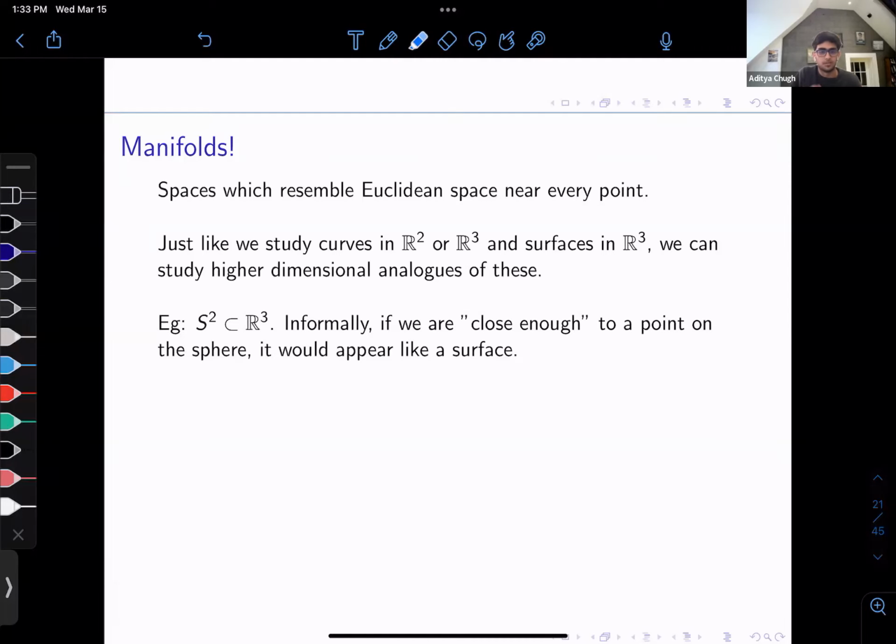And informally, if you're close enough to a point, you could just keep zooming in and it would appear like a surface. So it's a 2-dimensional manifold. Not the most rigorous argument, but just as motivation.